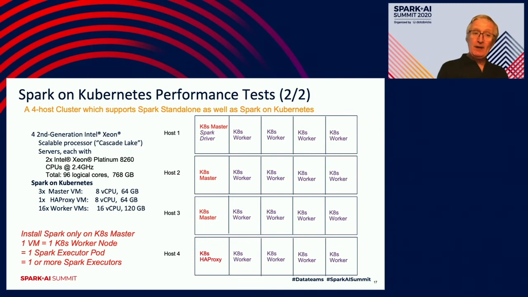And notice in red on the bottom left-hand side, one virtual machine represents one Kubernetes worker, and we assigned one Spark executor pod to each worker node, and one or more Spark executors, of course, can run inside an executor pod. So very simple design here, a very simple approach to doing this for uniformity across the two environments. So that's how we set this up. Now, a few notes on the next one.